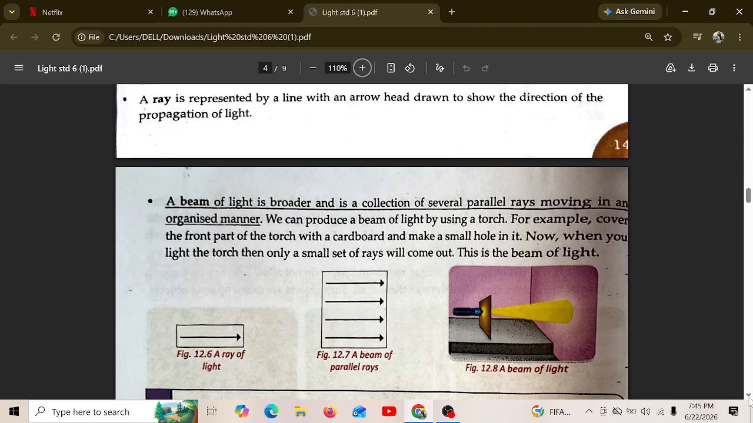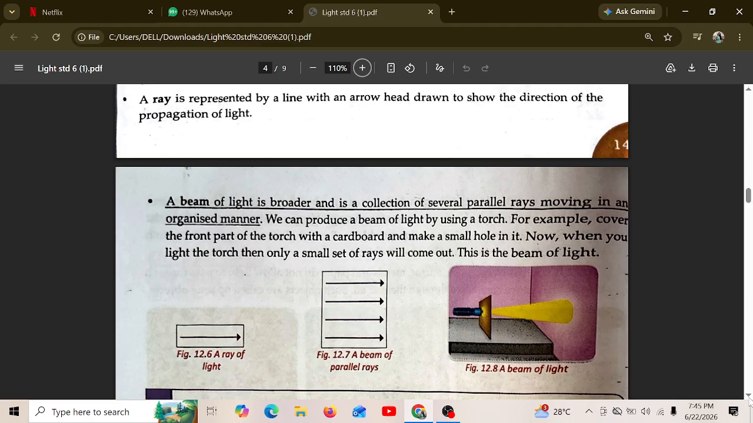You can see, children, the ray diagrams have been given. In the first figure, we can see a ray of light, an arrow showing in which way the light is traveling, and in the second picture we can see a collection of many rays forming a beam of light. For example, if we cover an artificial source of light, a torch, with a cardboard having a small hole in it, we are able to see a beam of light very clearly.